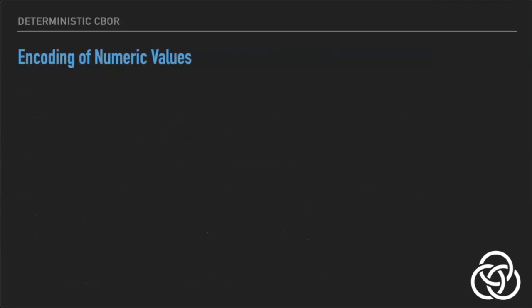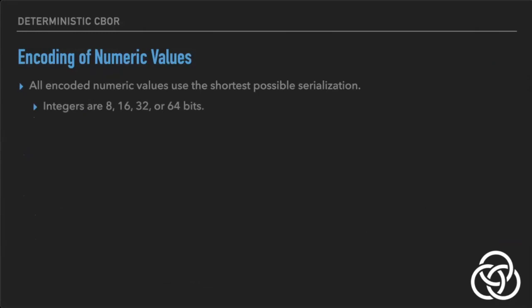Okay, so I want to get down to a couple of specifics here. For example, encoding of numeric values, because integers, floating point, we use a lot of those, and there should be only one way to encode a value. So all encoded numeric values use the shortest possible serialization, and this is specified by the RFC, but we go a little bit beyond that in our dCBOR implementations. As I mentioned before, there's 4 different sizes of integers, even down to 1 byte. So numbers under 23 in CBOR get encoded as a single byte. For floating point values, there's half width, 32-bit floats, and 64-bit double precision.